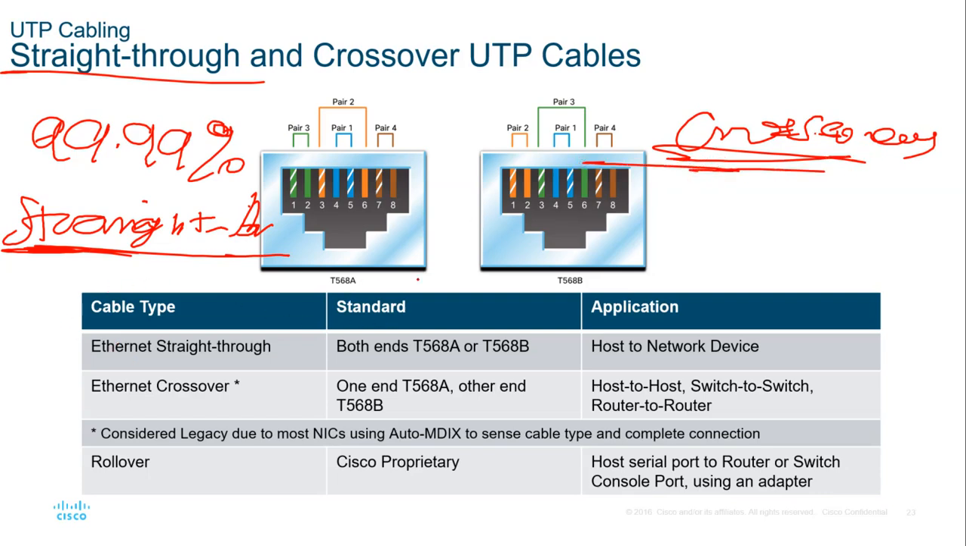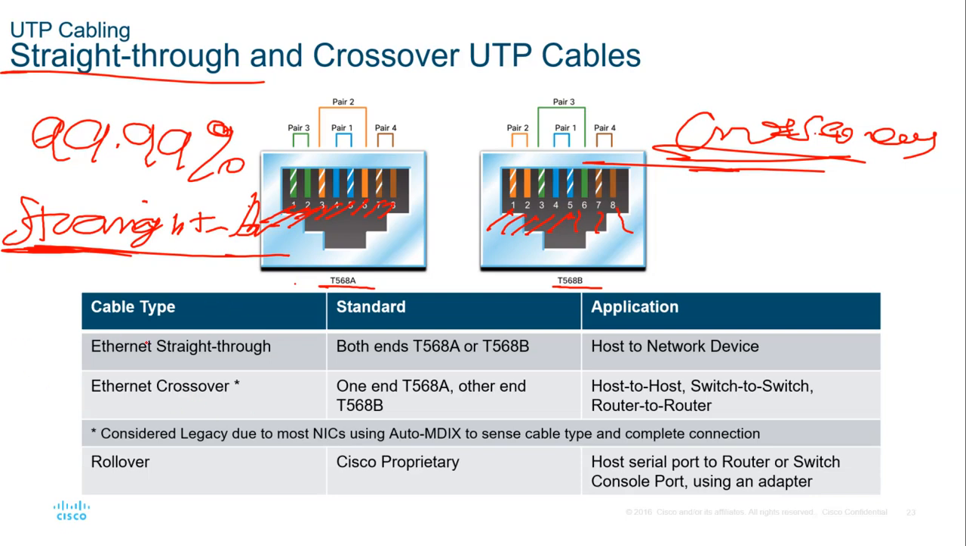So we have two standards, standard A and then standard B. When you look at the cable here, in standard A we have white green, then green, white orange, blue, white blue, orange, white brown, then brown. That is standard A. Standard B, we start with white orange, orange, white green, blue, white blue, green, white brown, and then brown. So those are the two standards.